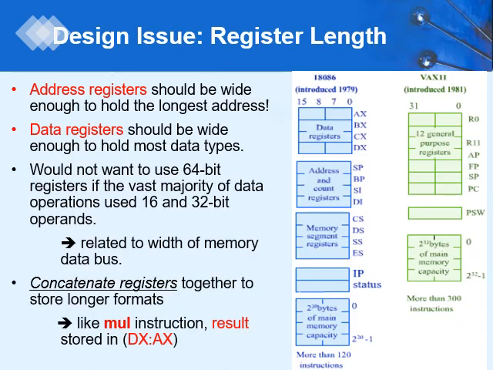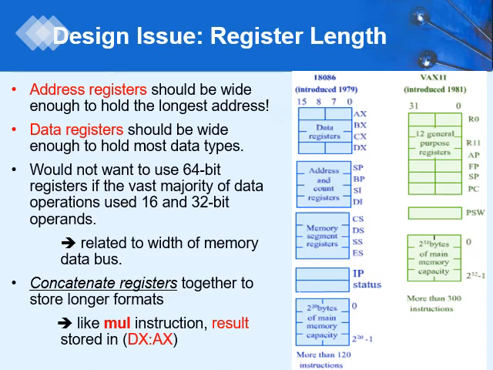Next, and the last one, is the design issue of the register length. We know that the register should be wide enough to hold the longest address, and the data registers should hold most data types. However, as explained in class before, the registers are not wide enough to hold the memory address, so that's why we have register indirect memory addressing.